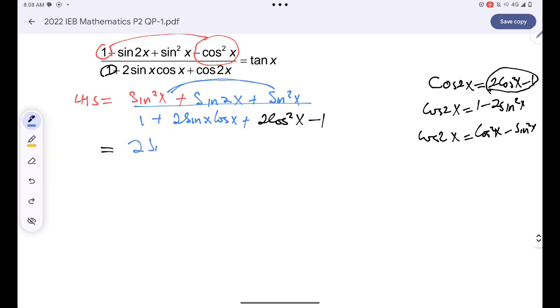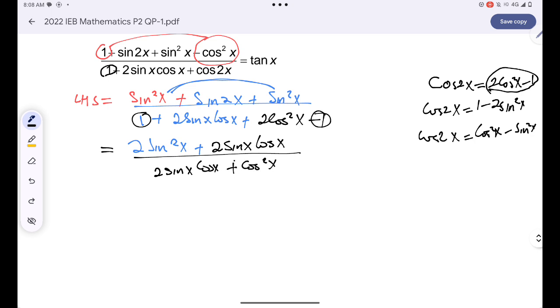I'll have 2 sine squared x plus, and then now I'm supposed to change my double angle identity. This will give me 2 sine x cos x all over. The ones will just subtract one another. So at the bottom, no, let me just leave them. At the bottom, I'll simply have 2 sine x cos x plus 2 cos squared x. Are you together? And then I can take out a common factor both at the numerator and at the denominator.